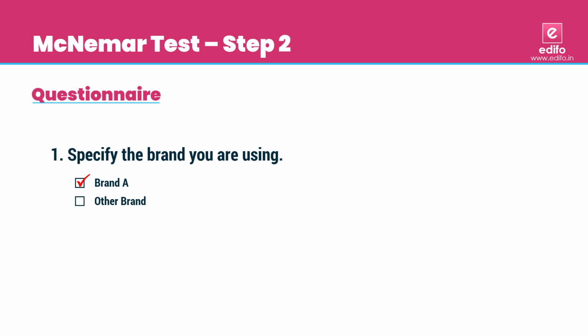Another assumption. So if the respondent chooses brand A, we denote it as 1. If the respondent chooses other brand, we record it as 0. So the second step is questionnaire preparation. Keep it in mind, you should collect the data in a dichotomous fashion.